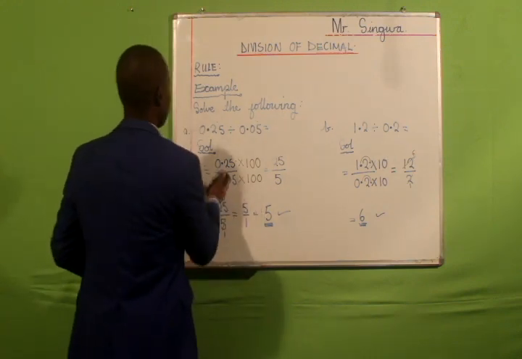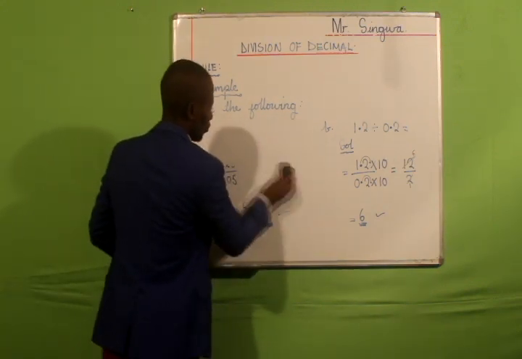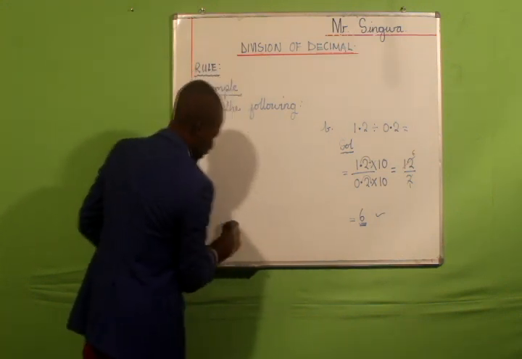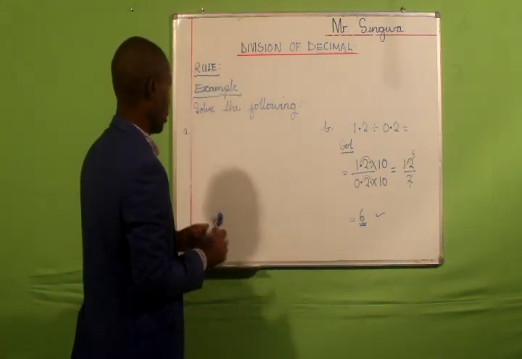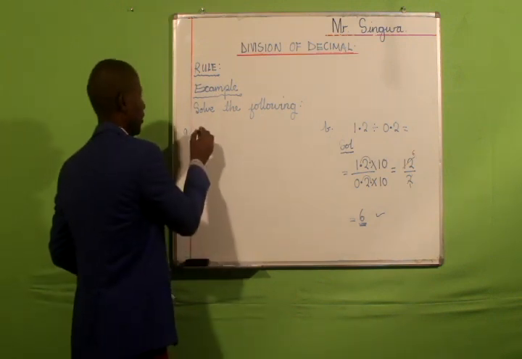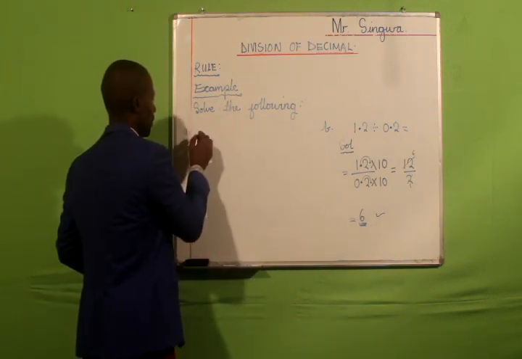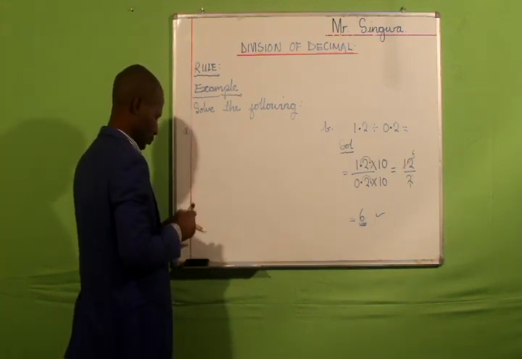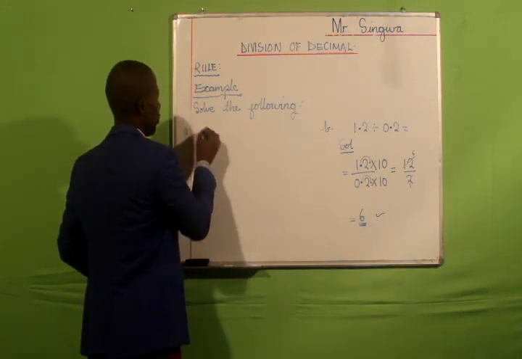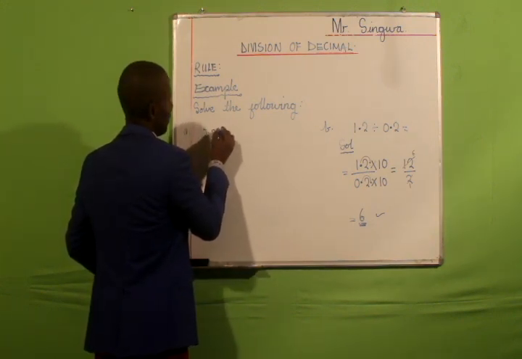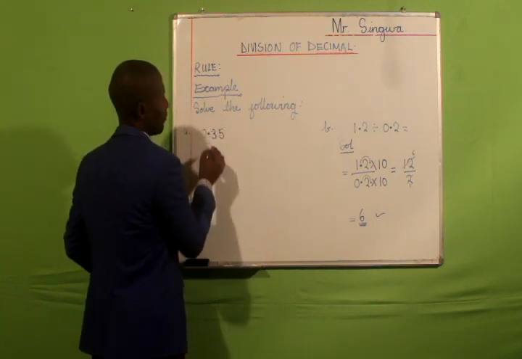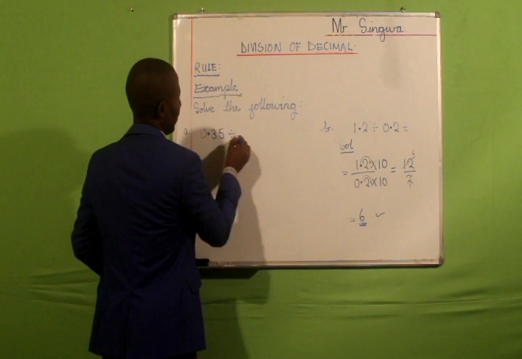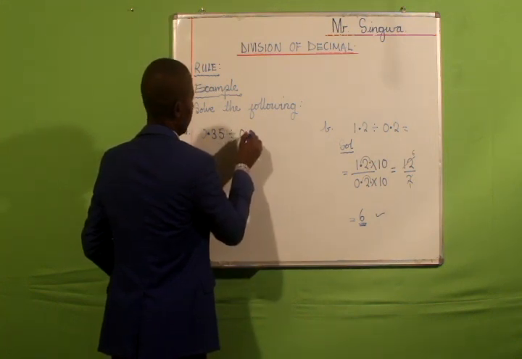Okay, let me get another example which has got two different place values. I'll move away from here and quickly do this one. You have a number where you need to solve: 0.35 divided by 0.3.